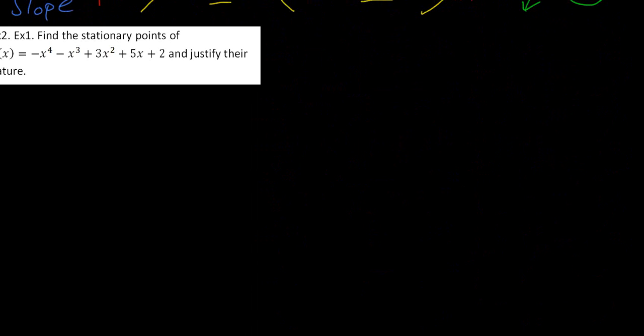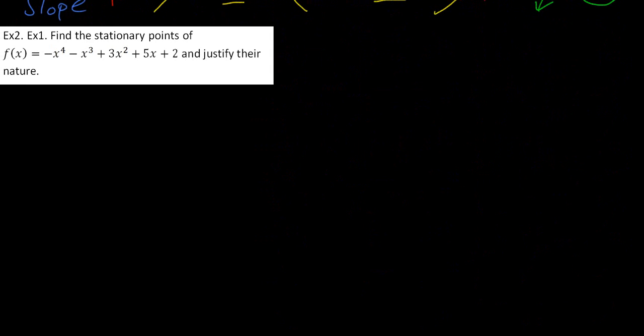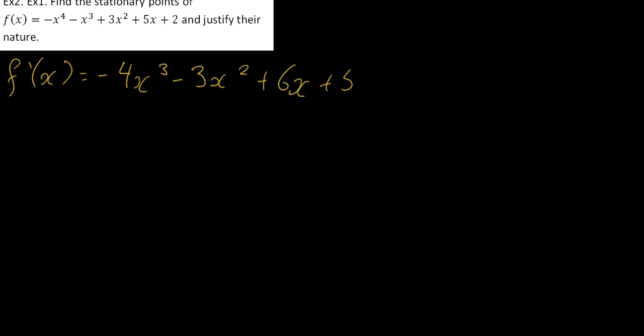Right, just to try out another example over here. Now we're presented with a quartic. We want to find the stationary point. So very similar procedure. First of all, what we're going to do is find f'(x). The derivative of negative x to the power 4 is negative 4x cubed, the derivative of negative x cubed is minus 3x squared, next one is 6x plus 5. And we want to equate all this to 0 for our stationary points.